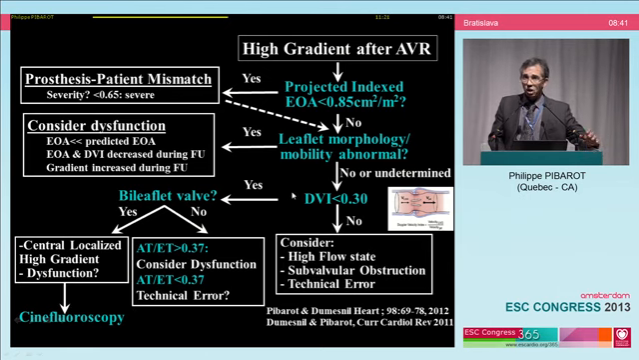On the other hand, if the Doppler velocity index is normal, is higher than 0.3, then we have to look for other potential causes of high gradient, high flow state, subvalvular obstruction, technical error, etc.